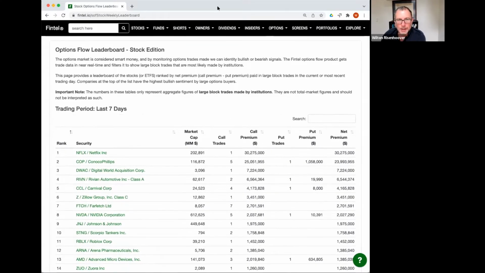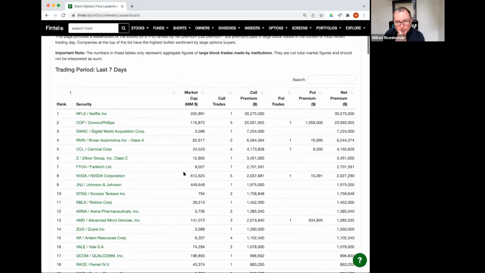I'm interested in looking at what's taking place in the last 7 days, and here we can see Netflix, big winner, a $30 million trade for Netflix call options right here. One trade for $30 million in premium. ConocoPhillips, here's the DWAC again, and so forth.